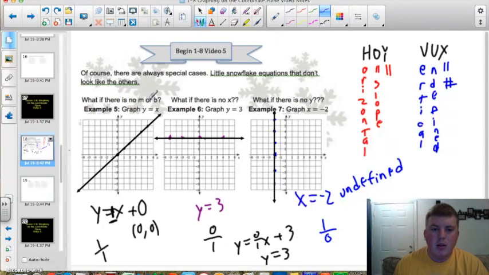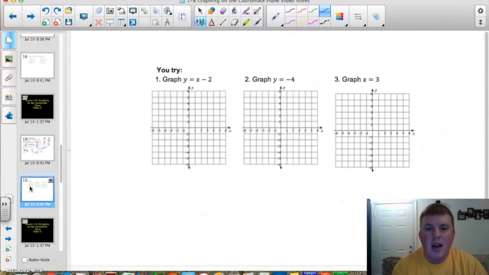And anytime that you're just having a y equals x, you're going to break it down in a process similar to this. Alright, you guys go ahead and give these a try.